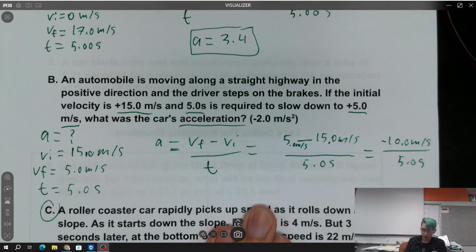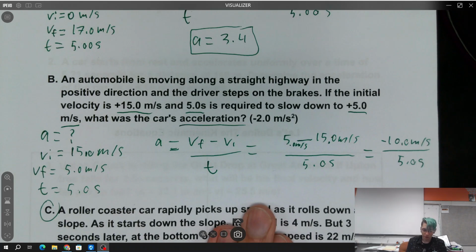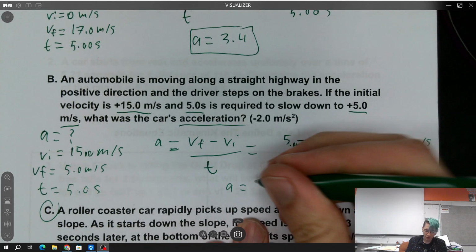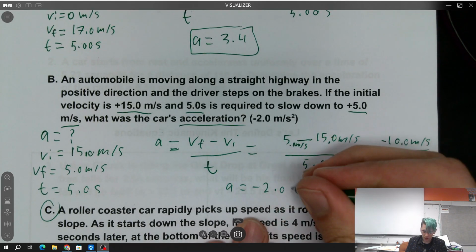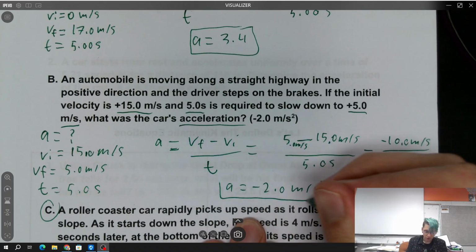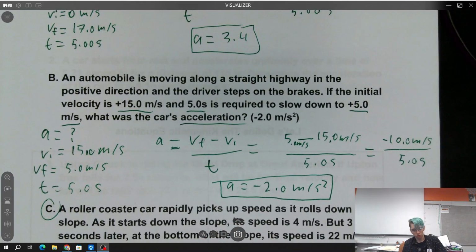10 divided by 5 is going to be 2. Negative 10 divided by 5 is going to be negative 2. Our acceleration will equal negative 2 meters per second squared. And once again, we have meters per second, and we're dividing by seconds. That's how we get meters per second squared. Try out C, and then continue with this video.